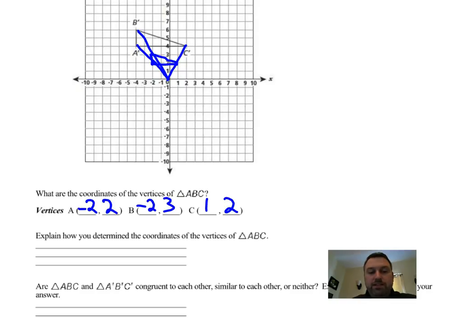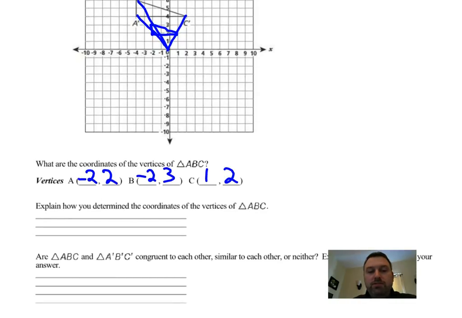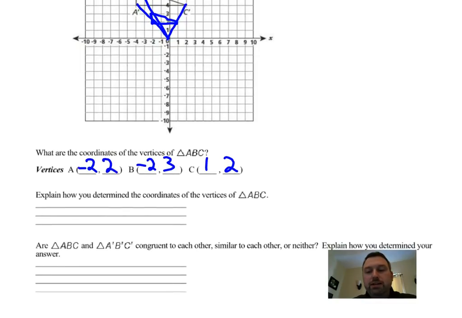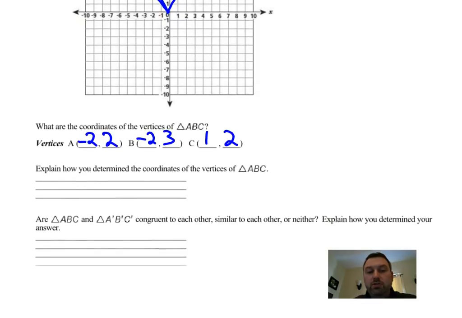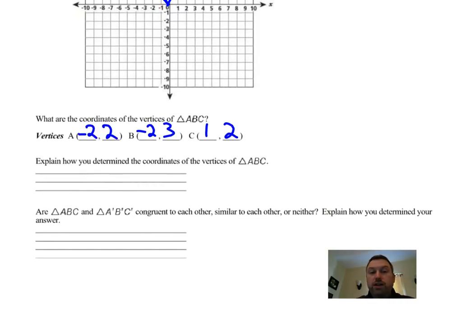And then it says, are triangle ABC and triangle A prime, B prime, C prime congruent to each other, similar to each other, or neither? Explain how you determine your answer. For this, clearly those two triangles are not congruent because they're not the same size. So you want to say something along the lines of, and a lot of you have some good answers here.